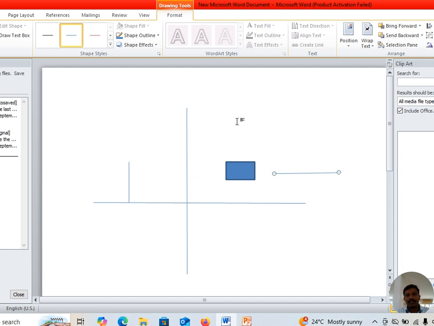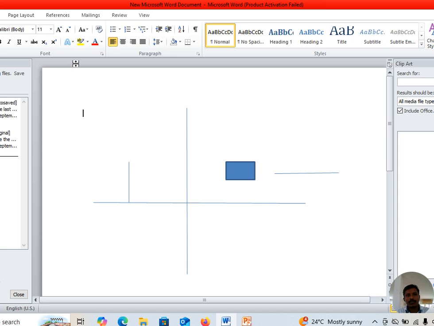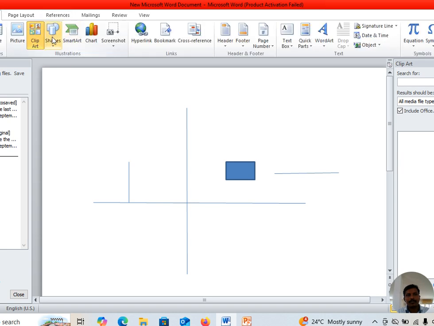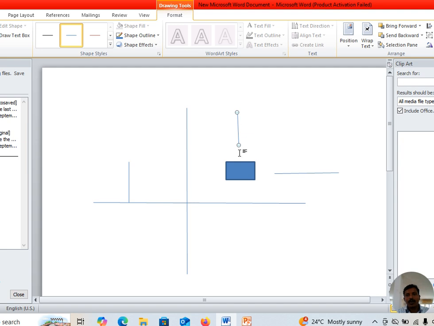And if the observer is here to view the object from the top, the object is projected on the horizontal plane. It represents the top view. The top view is represented on the horizontal plane and the front view on the vertical plane. So here the top view is drawn here.